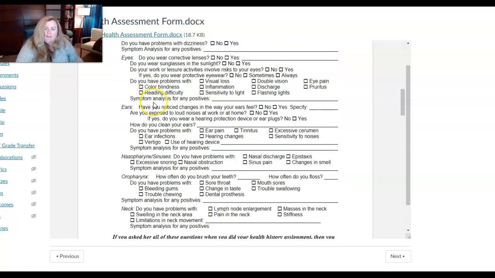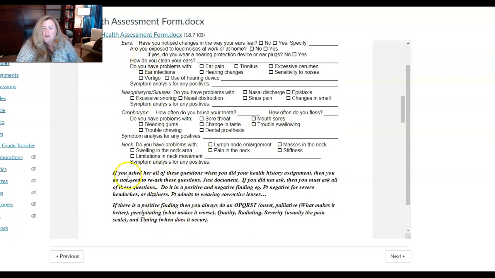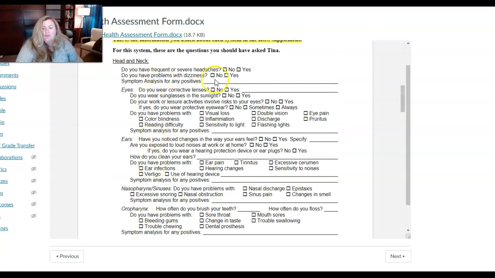So if you've already asked them and you did that in your history, then you're simply just going to cut and paste the information from your history into this document. So when you document this, you're going to describe it in positives and negatives. So, patient denies frequent or severe headaches or problems with dizziness. Patient admits to wearing corrective lenses.